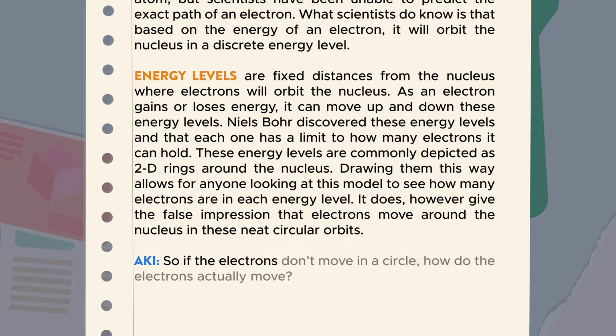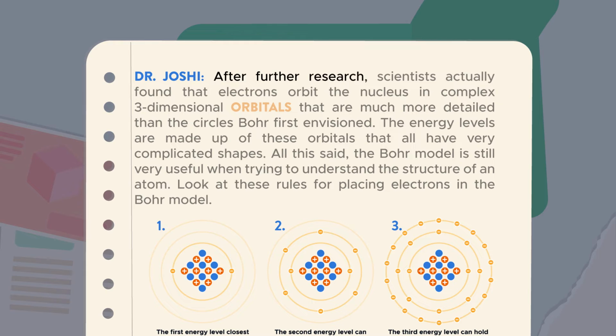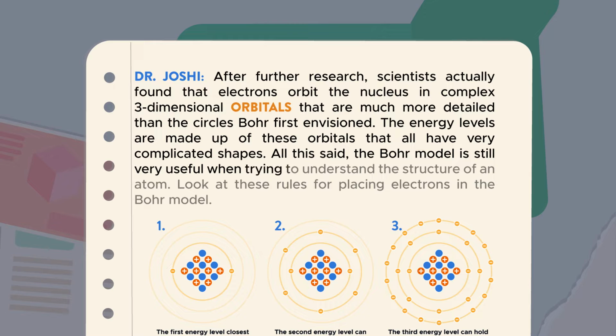So, if the electrons don't move in a circle, how do the electrons actually move? After further research, scientists actually found that electrons orbit the nucleus in complex three-dimensional orbitals that are much more detailed than the circles Bohr first envisioned. The energy levels are made up of these orbitals that all have very complicated shapes. All this said, the Bohr model is still very useful when trying to understand the structure of an atom.